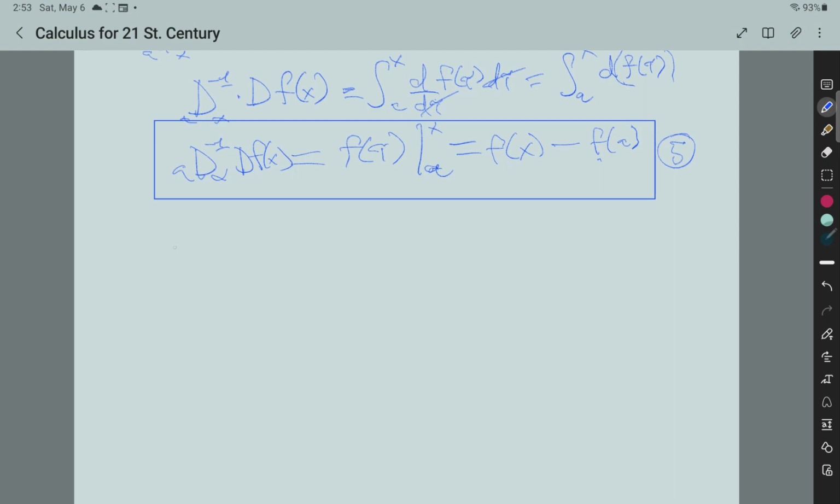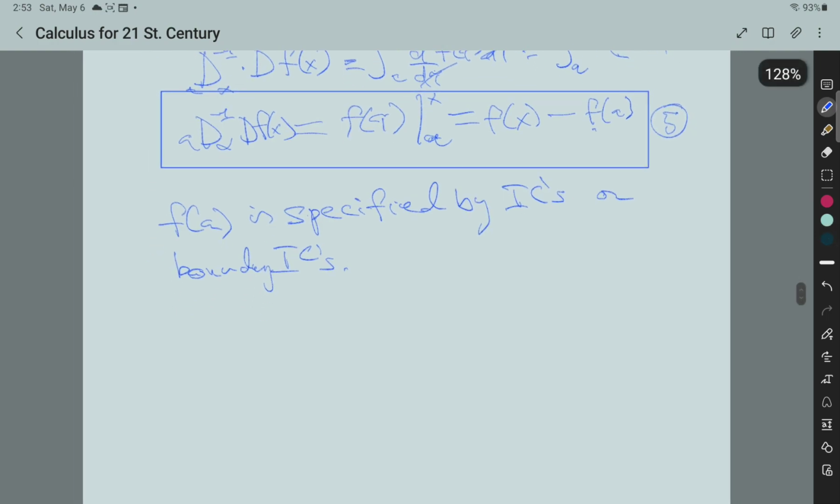Okay, so sometimes the extra term f of a is specified by the initial condition or boundary conditions. All right, so let's do an example here.